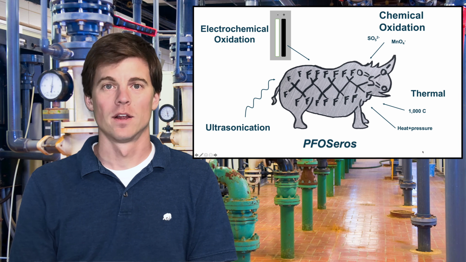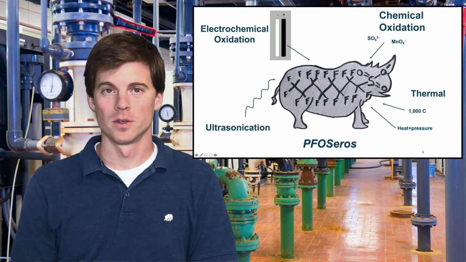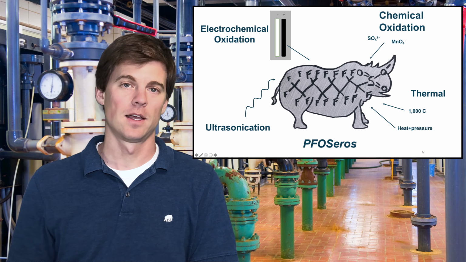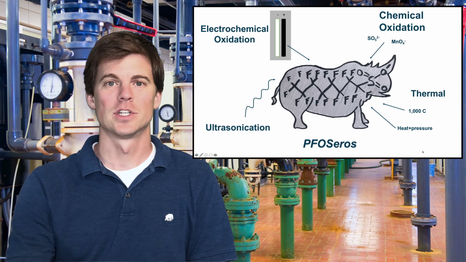You're probably seeing a common theme with all of these different mechanisms to break down PFAS. What do they require? They require energy. It took a lot of energy to build this molecule, and remember, it's electrochemical fluorination that they use to synthesize these compounds, and it takes a lot of energy. So we at least need that much energy to break them down.